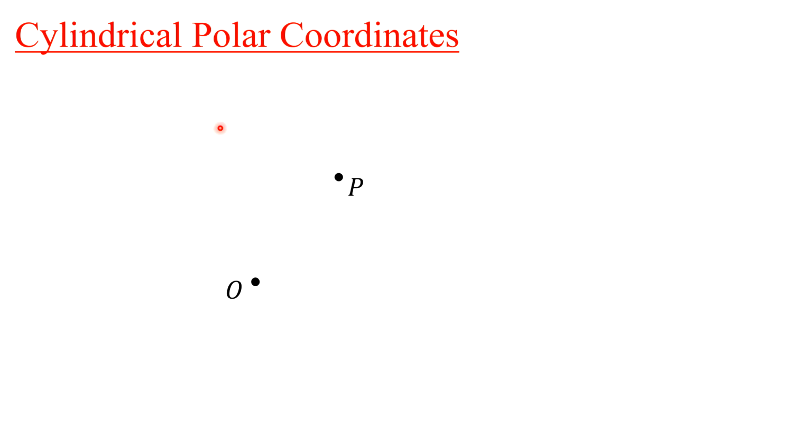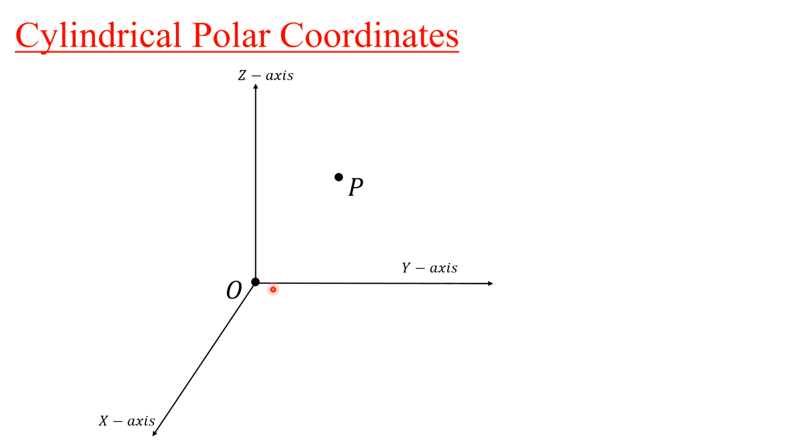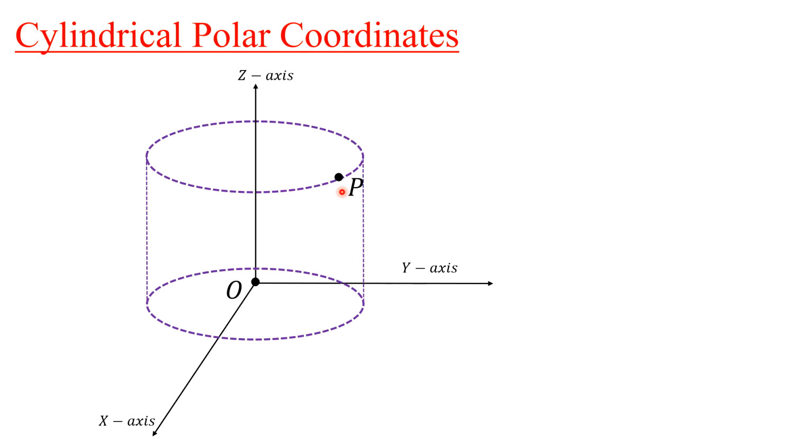Let us take this point as the pole or origin, our point of reference, and these are our three coordinate axes, which are mutually perpendicular to each other. Now let us draw a cylinder about the z-axis which passes through point P. So this is the cylinder. Now this point P lies at some height z on that cylinder. We calculate the height above the xy plane. So the point lies at this height z.